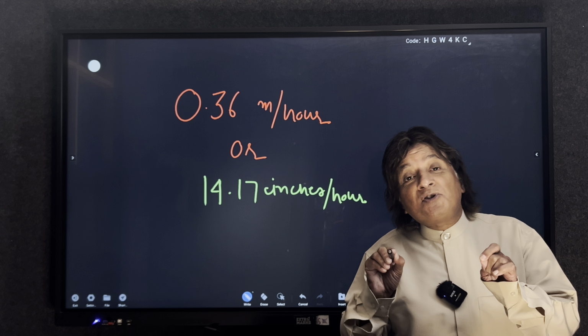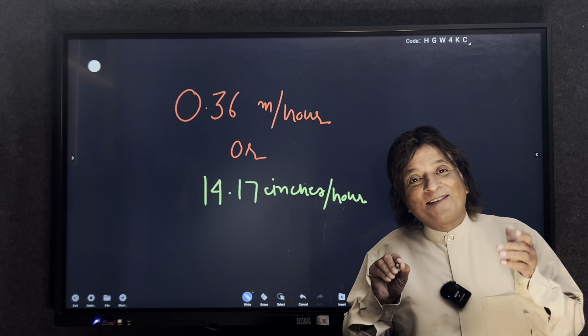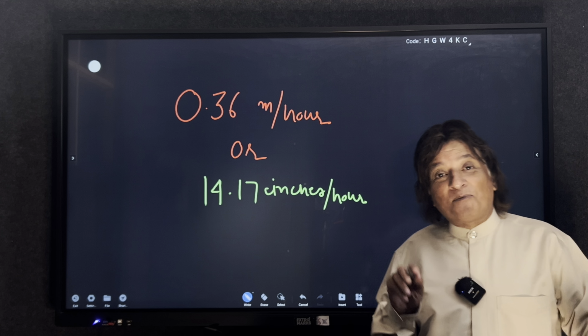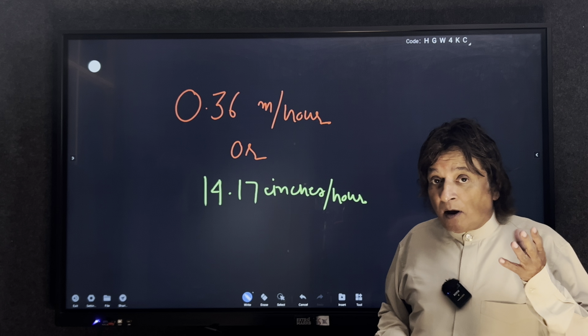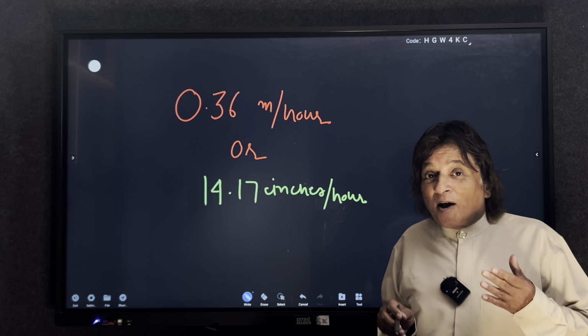But when you switch it on, it travels with 1/10 of the speed of light. How amazing a concept it is.